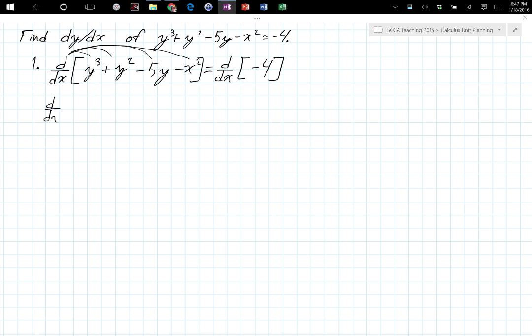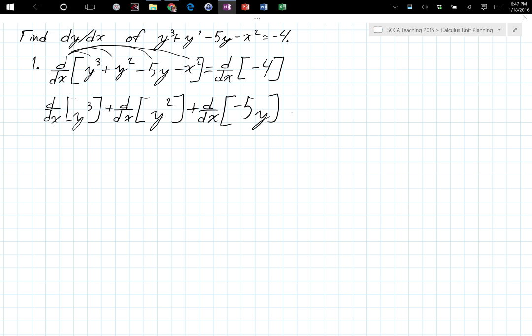So d dx of y cubed plus d dx of y squared plus d dx of -5y plus d dx of -x squared equals d dx of -4. Okay, now I'm going to do the implicit differentiation.